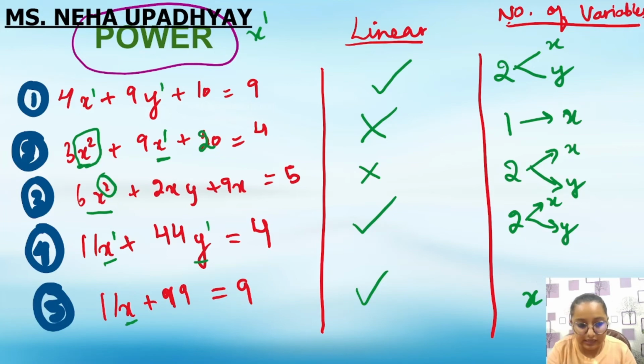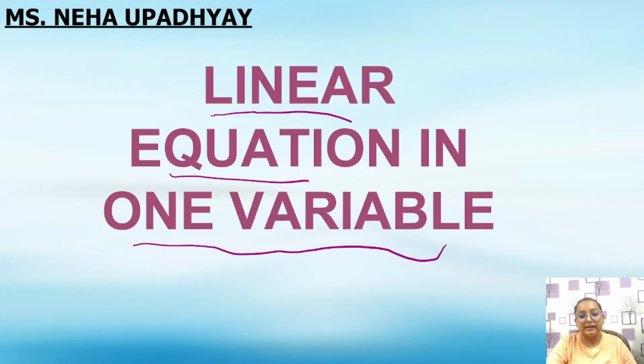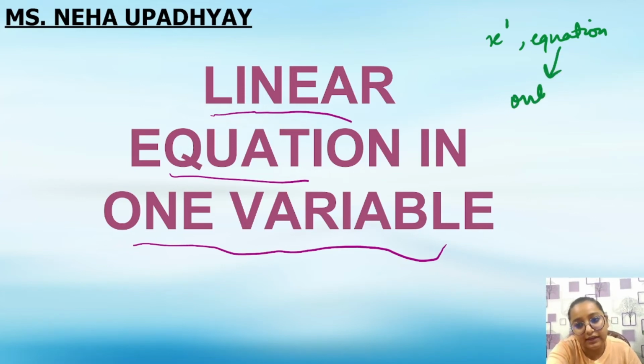It means till here it is clear to everyone. Now we will get back to the topic name for today. Okay, and it should be an equation. What else? It should be in one variable. That means in the equation, we should have only one variable.